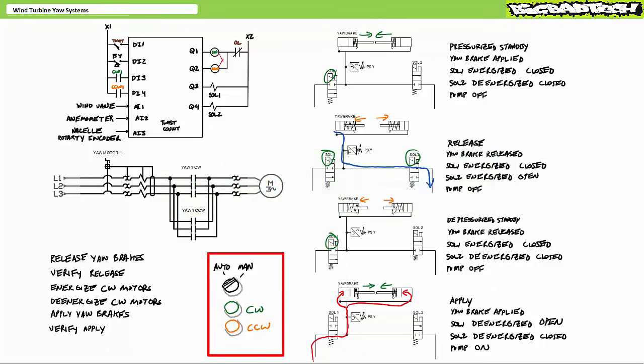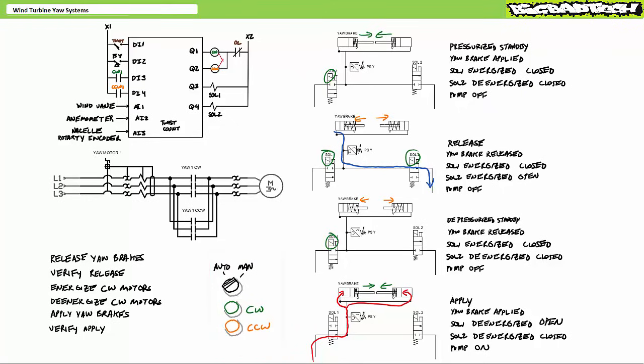Depending upon manufacturer and model, manual mode might be as simple as a pair of buttons that say yaw clockwise and yaw counterclockwise, or as sophisticated as a touchscreen human-machine interface, or HMI, with the ability to yaw a turbine to a specified orientation.